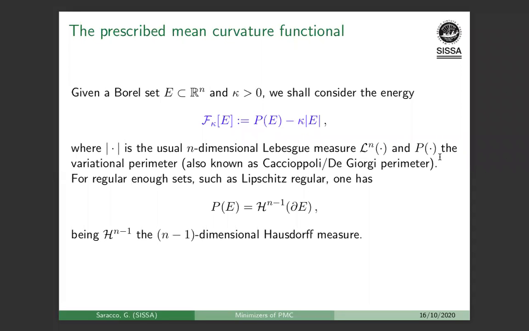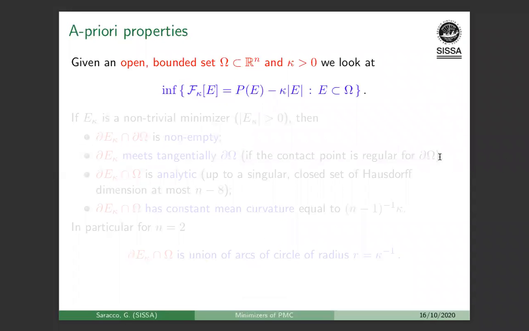So what we will be doing today is fix an open bounded set Omega in R^n and a positive constant k, and we seek to minimize this functional F_k among the subsets of Omega. So we look for the infimum of perimeter of E minus k times volume of E among the subsets of Omega. Now, the first thing, there are some a priori properties.